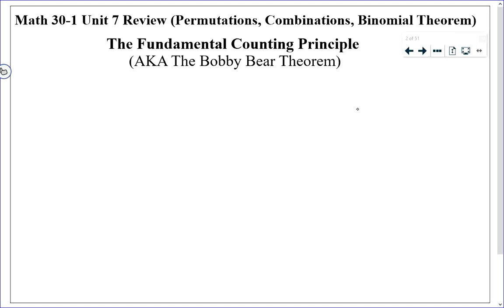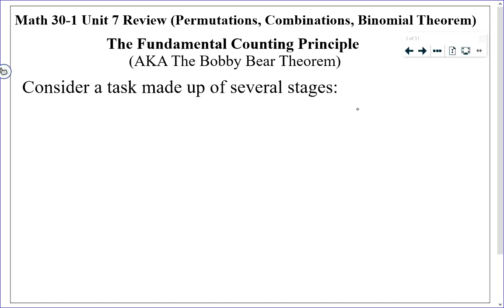I think it was an orange pair of pants and a blue shirt and a green pair of pants and a blue shirt, and we listed them all. But the bottom line is the fundamental counting principle says if you take the number of pairs of pants that Bobby-Bear has, which is 3, and you multiply by the number of shirts which he has, which is 2, you get 6. And that's the fundamental counting principle.